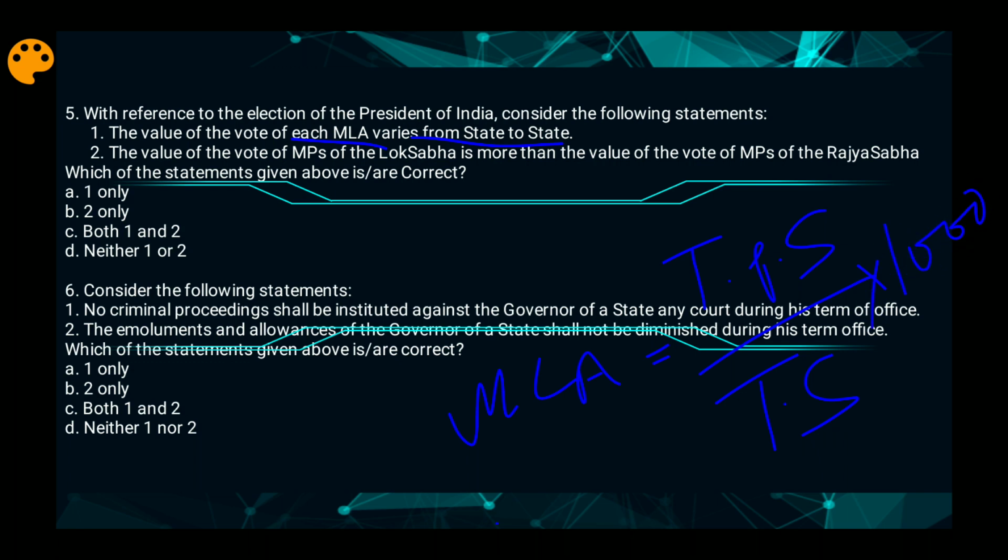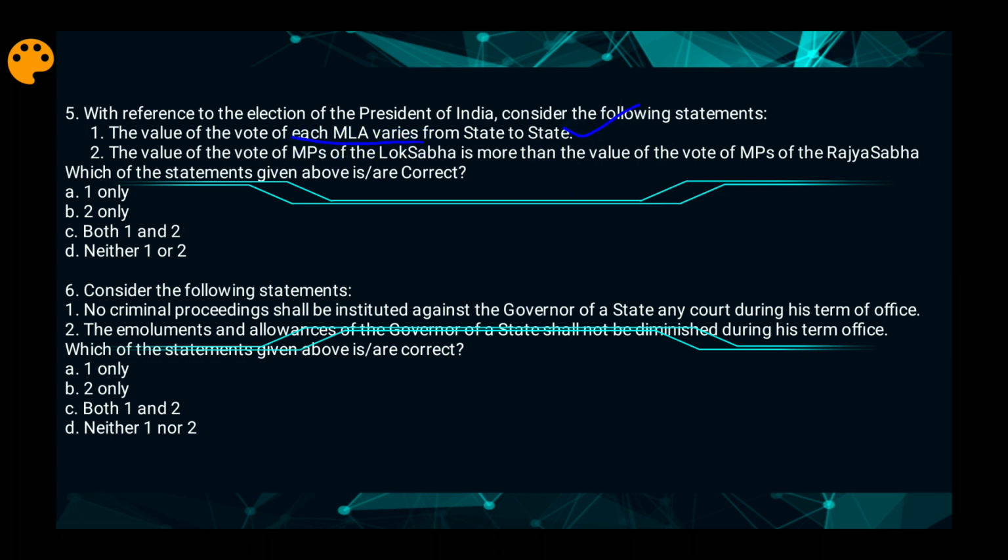For example, if we take the example of Haryana state, here the population is 2.5 crore and the number of seats in the legislative assembly is 90, and that into 1000. Crore is 10 raised to the power 7. So this will give me the value of the vote of an MLA. It will definitely vary in every state, because every state has a different population and a different number of seats in its respective assembly. So the first statement is correct.